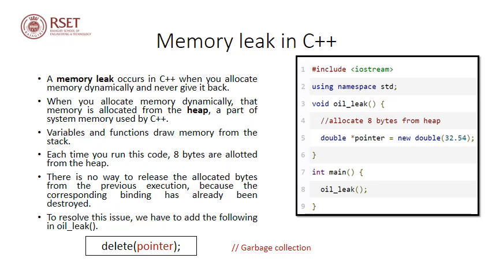It is known as memory leak. A memory leak occurs when you allocate memory dynamically and never give it back. When you allocate memory dynamically, that memory is allocated from the heap, a part of the system memory used by your program. On the contrary, variables and functions draw memory from the stack.